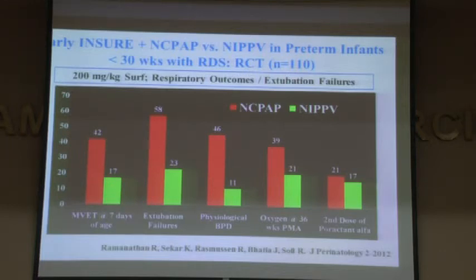The failure rate in mechanical ventilation while on the endotracheal tube at 7 days was significantly lower, 17% versus 40%. Any time in the NICU, extubation failures, 23% compared to 58%. We looked at secondary outcomes, physiological BPD, or BPD after 36 weeks, significantly lower in a baby with RDS who receives surfactant and is then managed on NIPPV compared to nasal CPAP. There was no increase in the need for a second or third dose of surfactant.